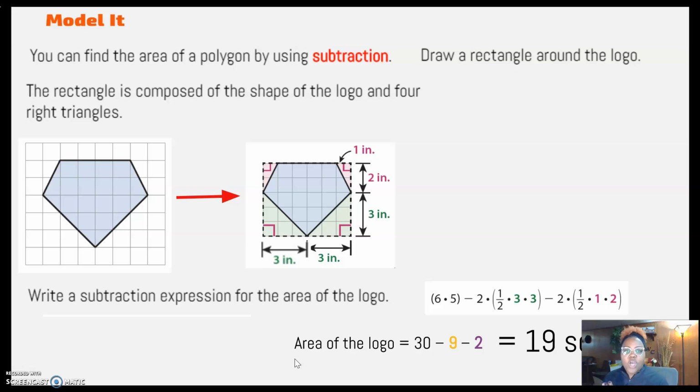Shouts out to you. So now we have 2 strategies. We can either use addition or subtraction to find the area of our other polygons. So now we're going to discuss which method speaks to you, which method helps you understand how to find the area better.